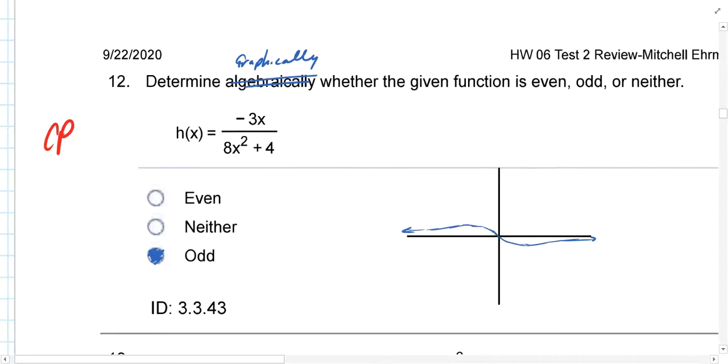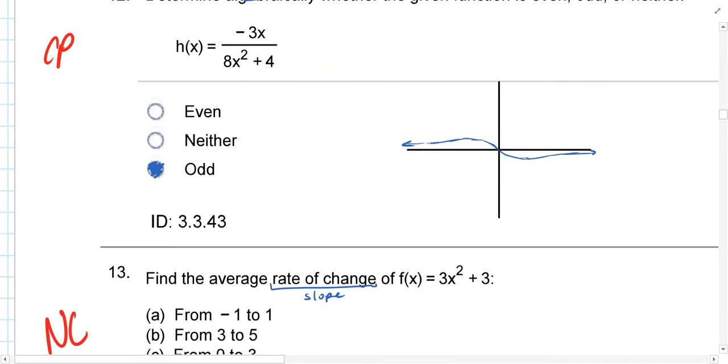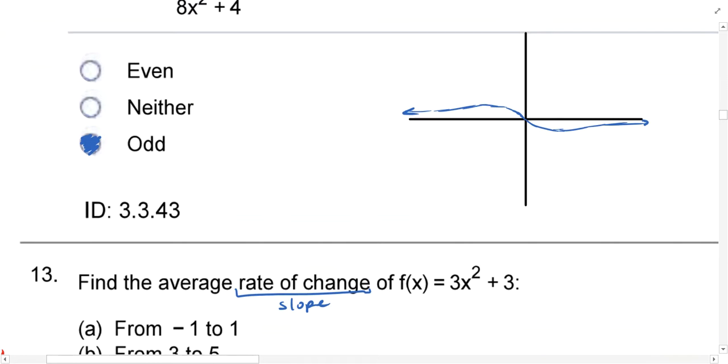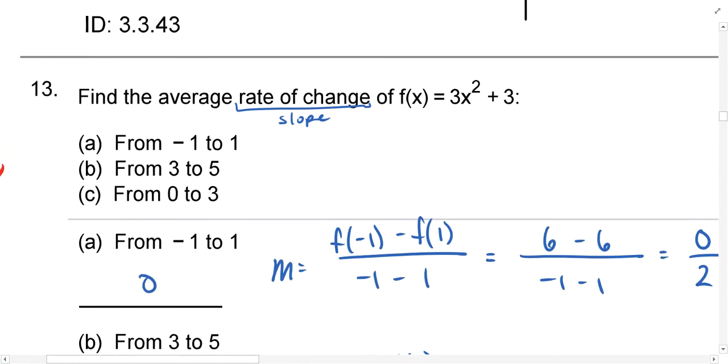For number 12, it's the same sort of thing. Since this is a graphic example, we would use a calculator to solve it. And on the calculator, I wouldn't do any arithmetic with it. I would literally use the calculator to graph the function and then decide whether that function exhibits our appropriate symmetry. In this case, it does exhibit the rotational symmetry of 180 degrees about the origin, so we would call it an odd function.